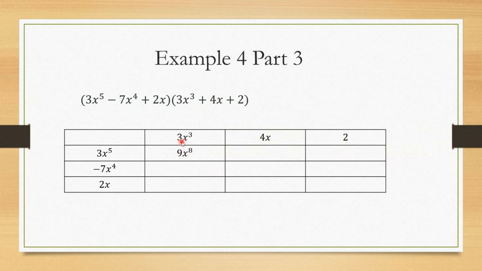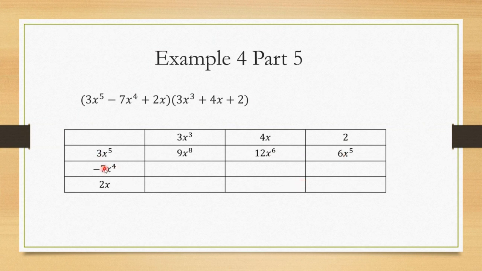that's what I'm doing. For the next one, we're going to have 3x to the 5th times 4x. And that's going to give us 12x to the 6th, right? 3 times 4 is 12, and x to the 5th times x is x to the 6th. This one over here, we have 3x to the 5th times 2. We get 6x to the 5th. And we do that for basically each row.